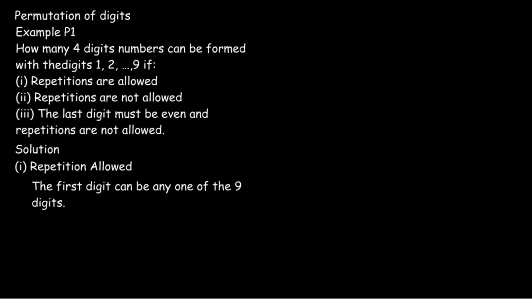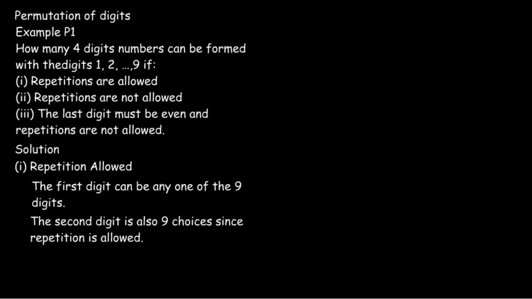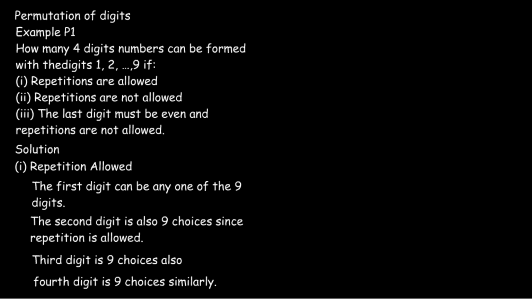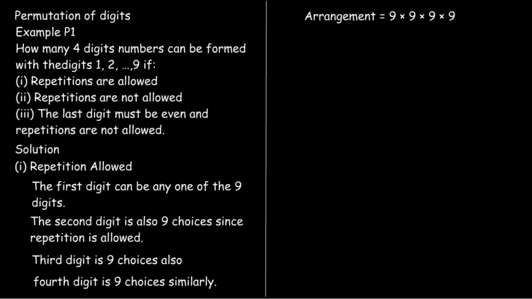Now, for our very first part, number 1, when repetitions are allowed, the first digit can be any of the 9 digits. That is, the first digit can be from 1 to 9. The second digit is also 9 choices, since the second digit can be from 1 to 9. The third digit similarly, and the fourth digit similarly. Now the total arrangement in this scenario will be equal to 9 for the first digit times 9 for the second digit times 9 for the third digit times 9 for the fourth digit, which is 9 times 9 times 9 times 9, which is equal to 6,561.